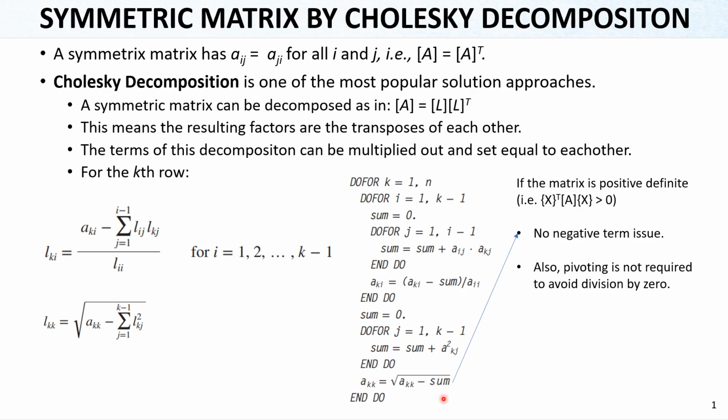Because of the sum, we will have no negative term issue. This is also true for matrices which are positive definite, meaning that x transpose times A times x is greater than 0. Also, pivoting is not required to solve this symmetric matrix when we use this pseudocode. This is an advantage of this Cholesky decomposition.